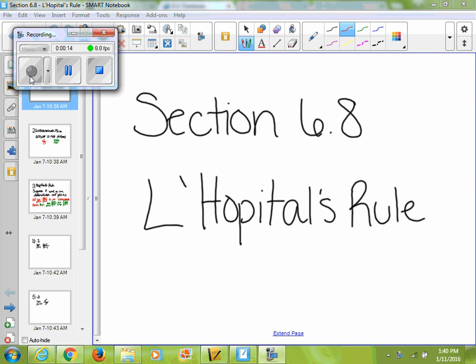What a fun word, huh? L'Hopital. How do you say it? L'Hopital? The H is silent. It's the last name of some fancy guy who made up this rule. Yep, L'Hopital.